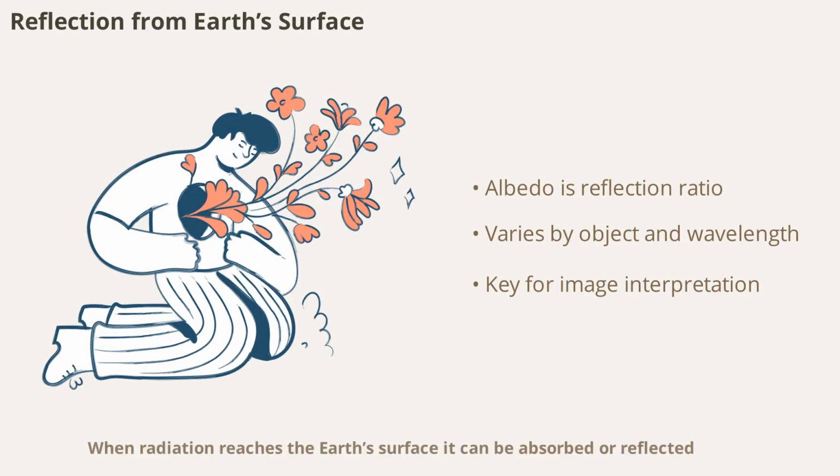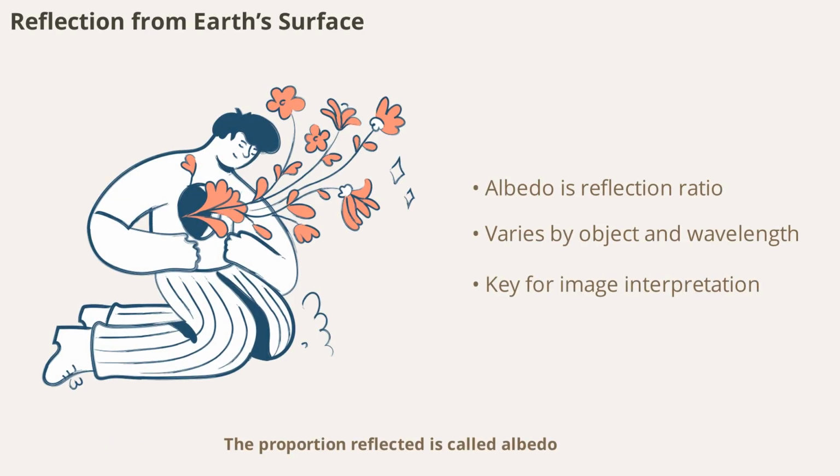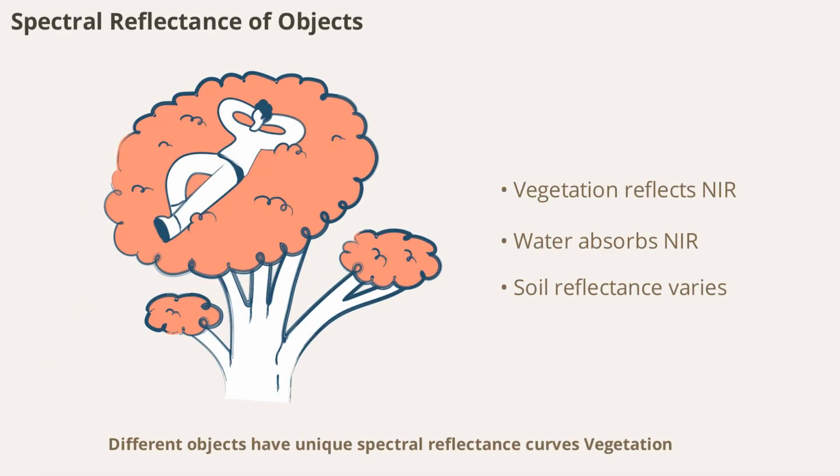When radiation reaches the Earth's surface, it can be absorbed or reflected. The proportion reflected is called albedo, and it varies by object and wavelength. For example, snow has a high albedo in visible light but much lower in the near-infrared. Understanding these differences is crucial for interpreting remote sensing images, as they help distinguish between features like vegetation, soil, and water. Different objects have unique spectral reflectance curves.